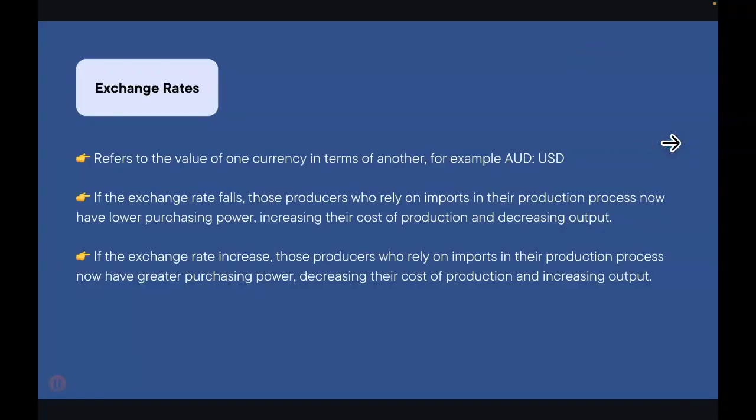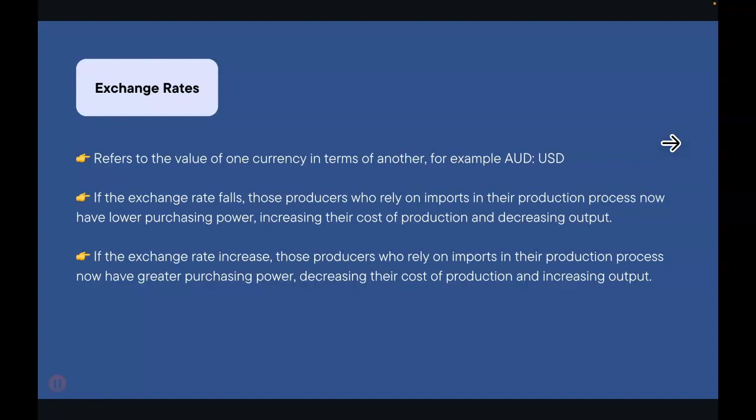Exchange rates will get you. If you're still confused about exchange rates in terms of aggregate demand, go back to those slides and watch it again before you tackle this one. This one's saying that if you're a producer in Australia and you rely on imports in your production process, which so many of our producers do, the change in exchange rates is going to impact your cost of production. So let's assume there's an appreciation of the Aussie dollar.